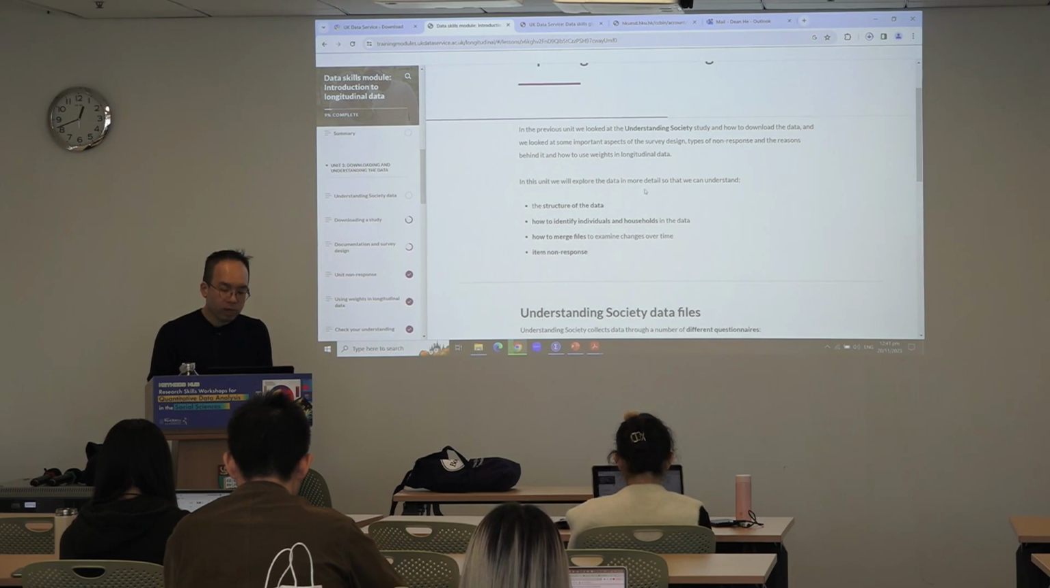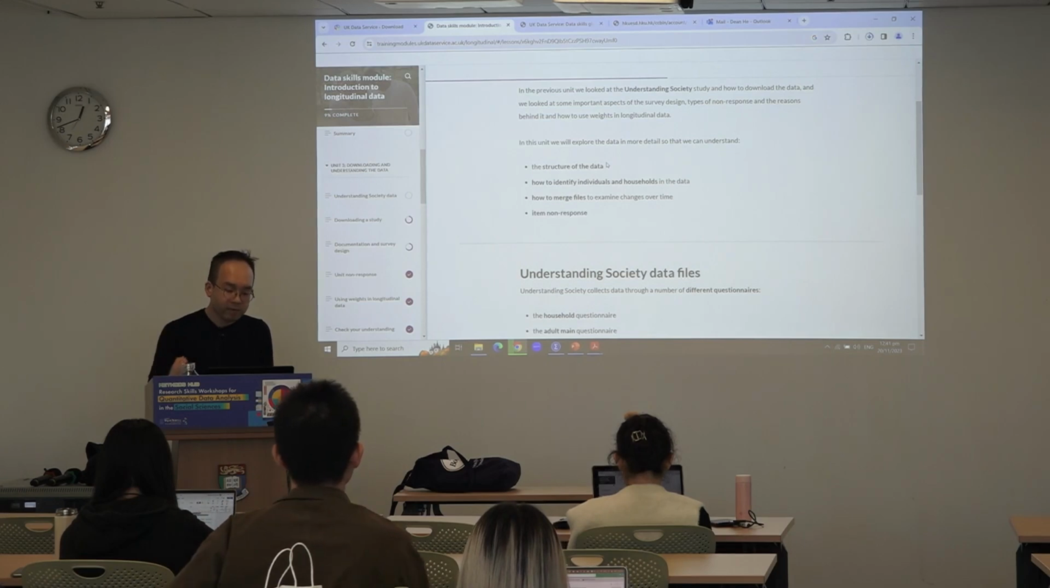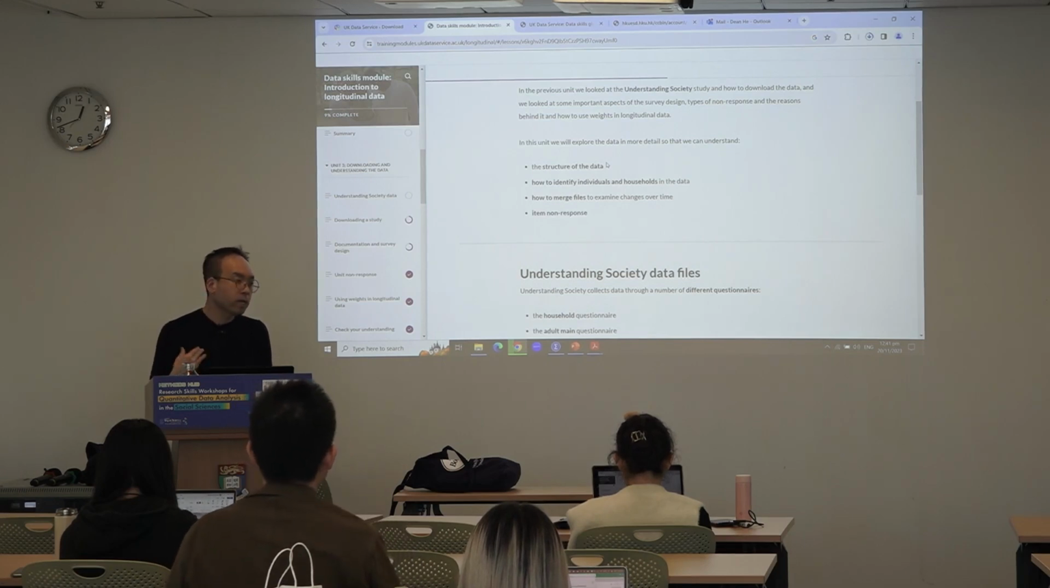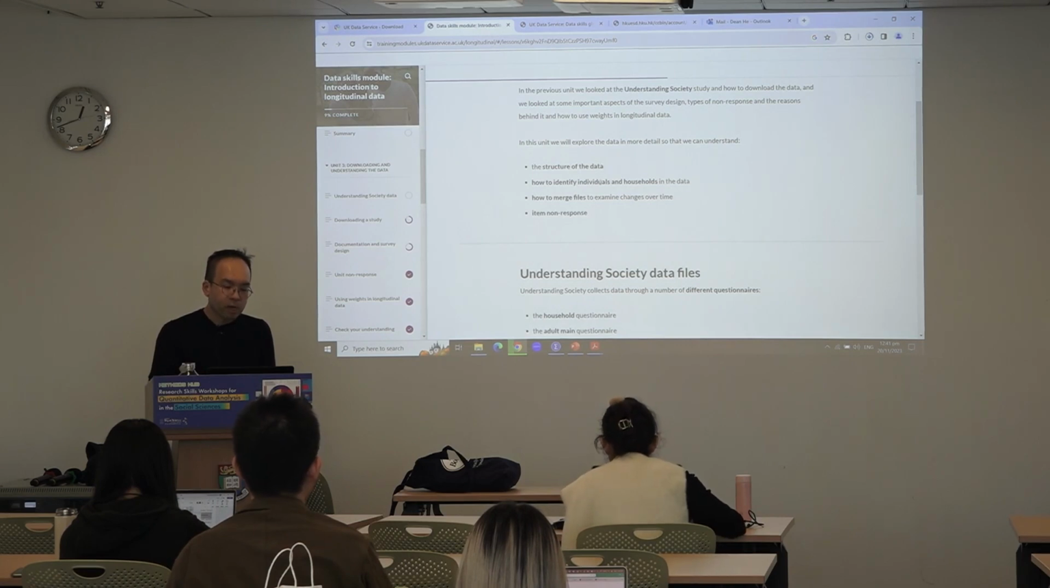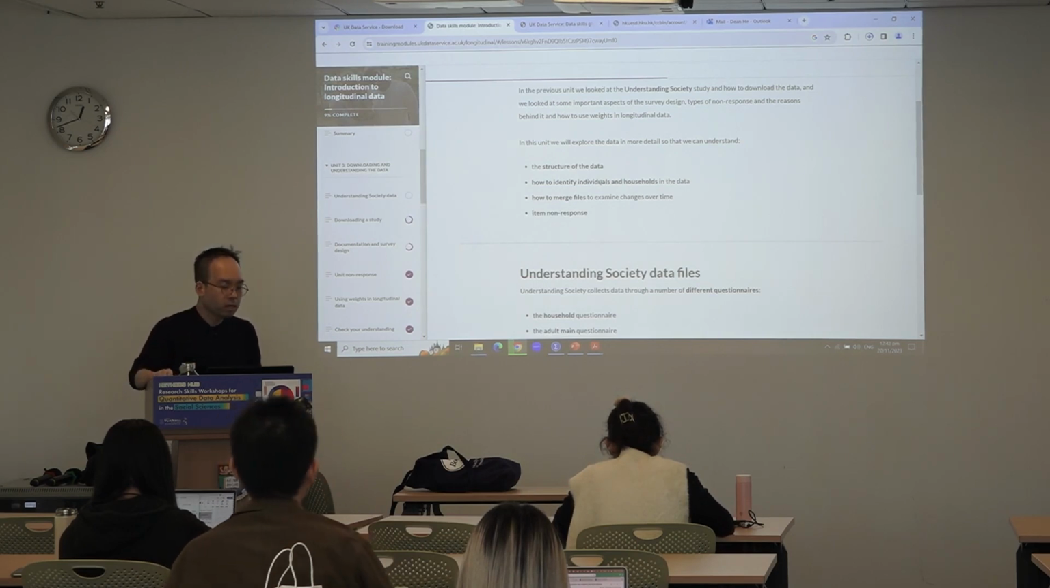Moving forward, we are trying to understand the structure of the data first. Like different waves. What do you mean by different waves? Like what kind of questionnaires are being included in this, and how do we identify individuals and households, because these are two layers of research samples that we're looking at in the data, and also how to merge files.